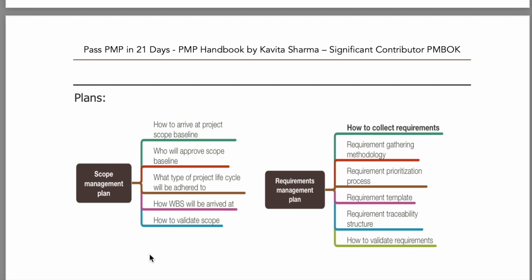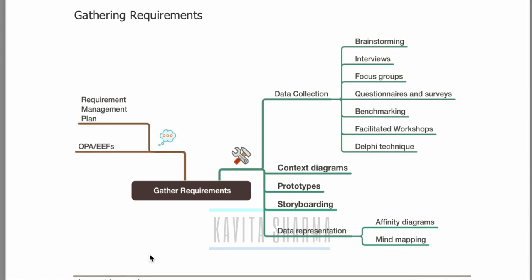So we plan for scope. How do I gather requirements? We can do brainstorming. You guys know the keywords now. Interviews, what is the keyword for interview? You should know that by now. Focus group and workshop, what's the difference between them? Focus group is similar domain and workshop is people from cross domain. Questionnaires and surveys, you guys know this now. Benchmarking, Delphi, we discussed that. You have the keywords as well.